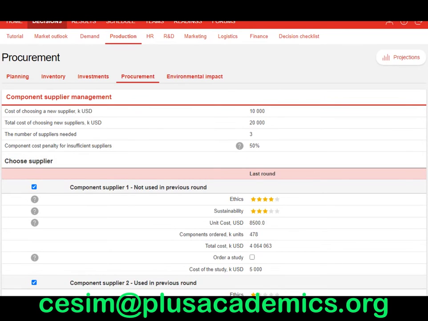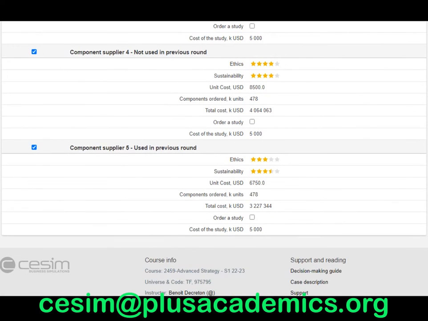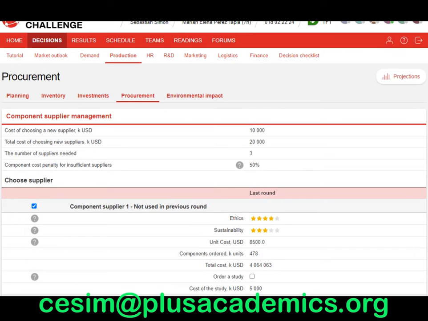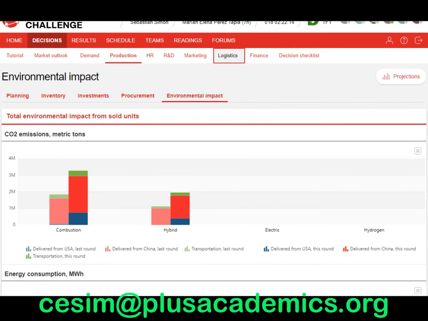because if a supplier does not supply all the components that we need, we will incur 50% of fines per each component. That is very expensive, and that is the reason why we have considered acquiring components from multiple manufacturers. Okay, I think that's all for production.